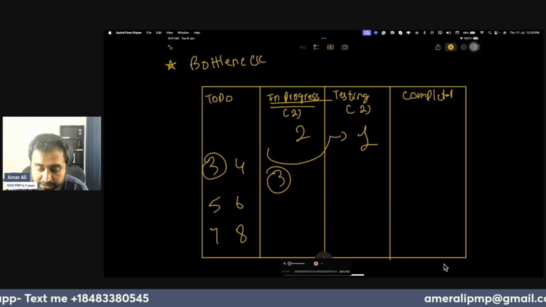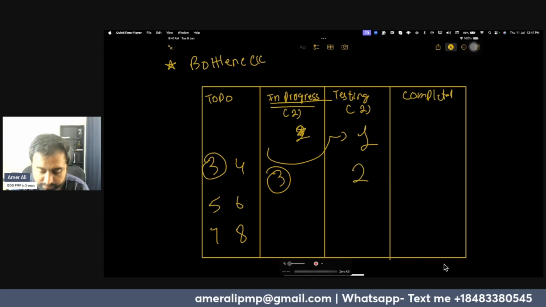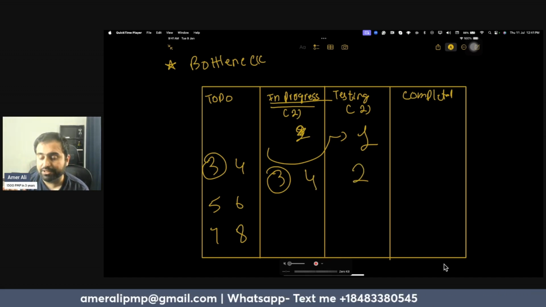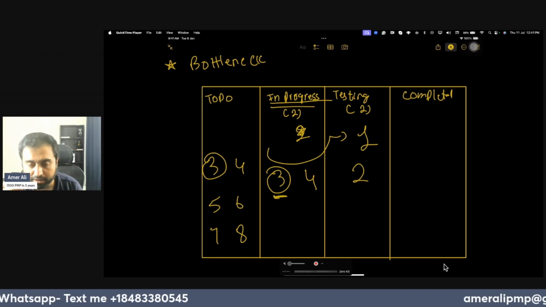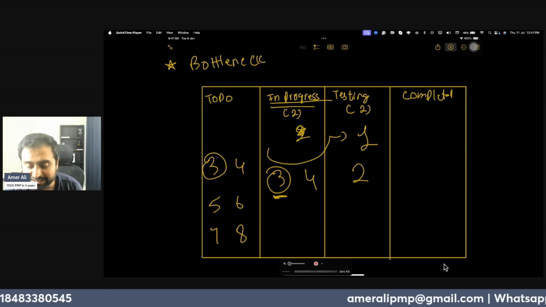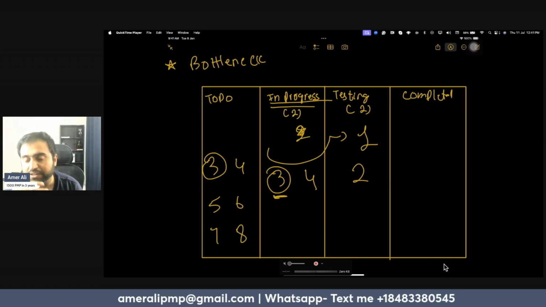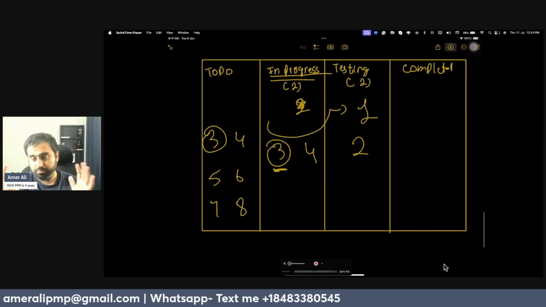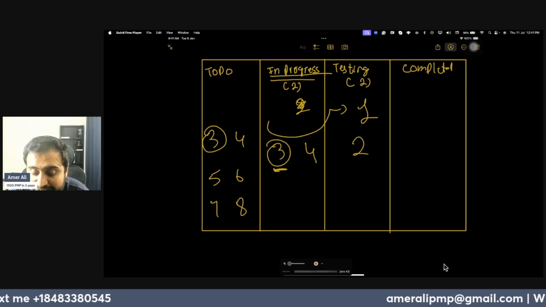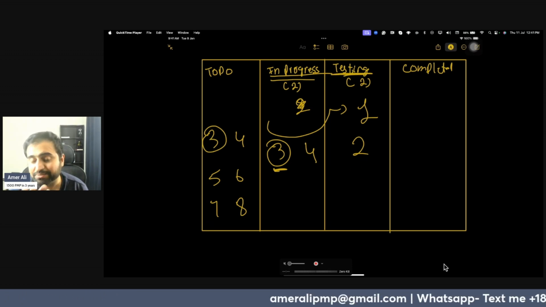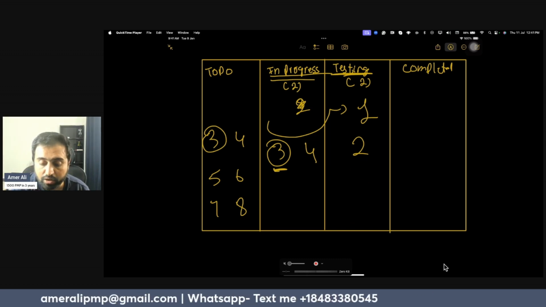Once the second is completed, the second will move here. I will pull the fourth. Now, let's say the third one is completed, but it is not yet tested. Still we are working on that. Your entire work stops. This means testing is your bottleneck. So we will work on testing to improve it.